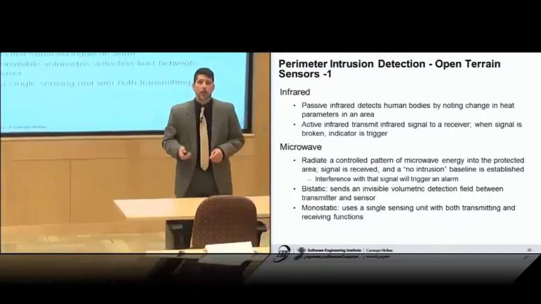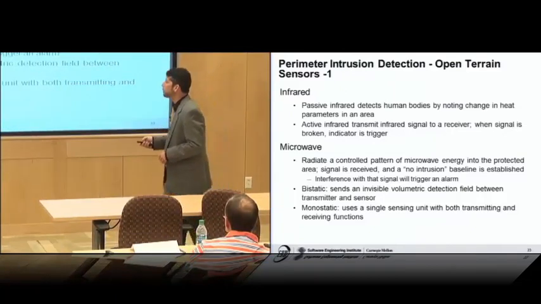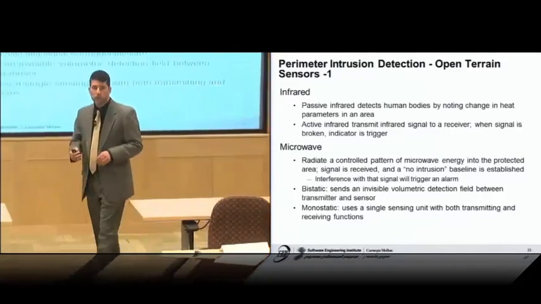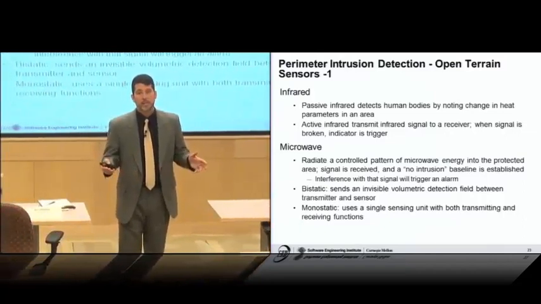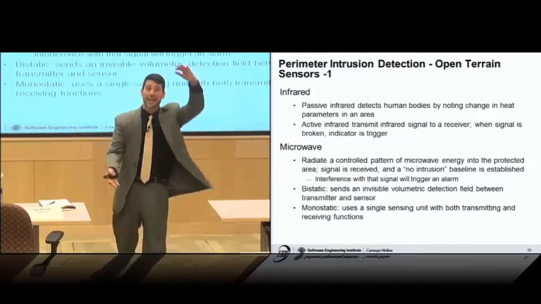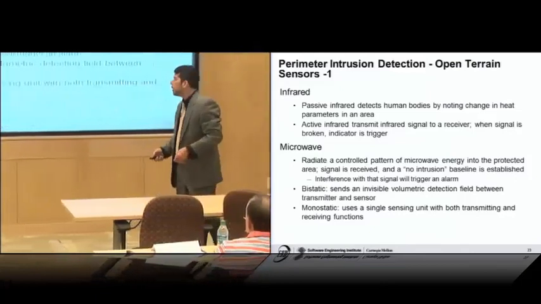Bistatic microwaves use a volumetric detection field between transmitter and sensor. What do I mean by volumetric? What's the easy way of saying volumetric? Measures volume. Okay, 3D. Yeah. It gives you a space. Instead of a beam, you're getting a space.